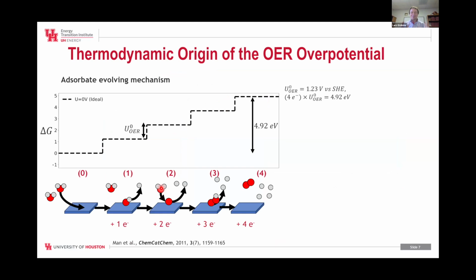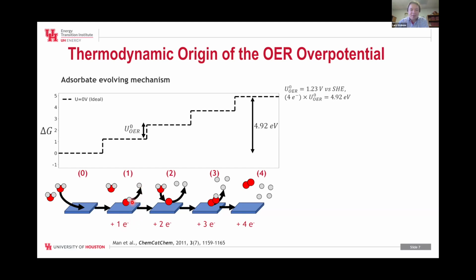Now, why is there an overpotential on the anode side? I apologize, this is going to become a very busy slide, but I'll do my best to explain it. What I'm showing at the bottom here is a stepwise sequential mechanism for the activation of two water molecules. So the first water molecule adsorbs on the anode surface, forms an OH, and it loses a proton.